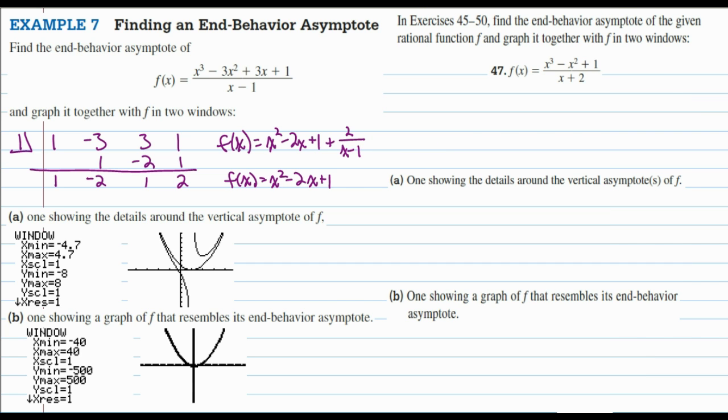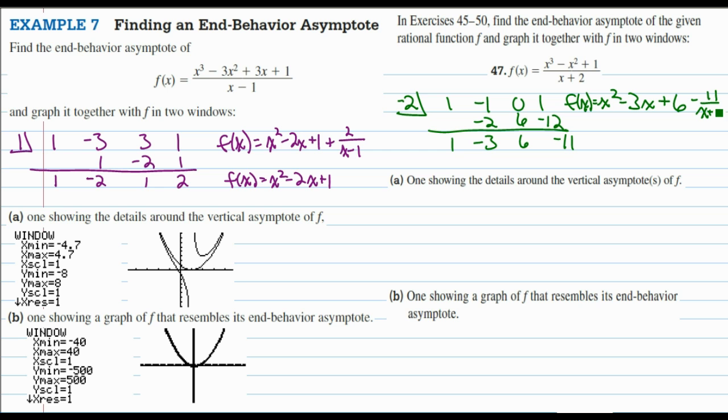The now try problem is number 47. We're going to find the end behavior asymptote of the given rational function and graph it together with f in 2 different windows, very similar to what we did in example 7. First I'm going to take the negative 2 that makes the denominator 0, the k value, and put it in synthetic division. Don't forget to leave your coefficients as 1, negative 1, 0, and 1. So my end behavior asymptote is x squared minus 3x plus 6. f of x itself has a remainder of 11. Again, the end behavior asymptote is x squared minus 3x plus 6, everything except for the remainder.